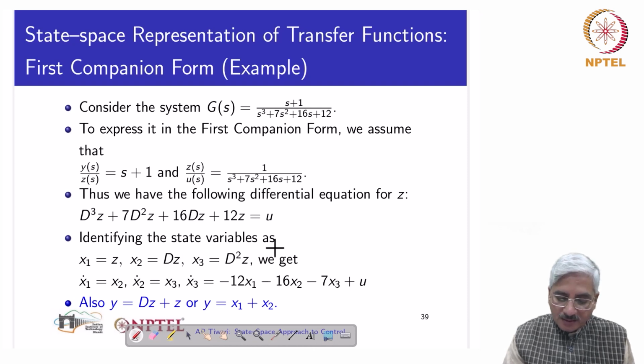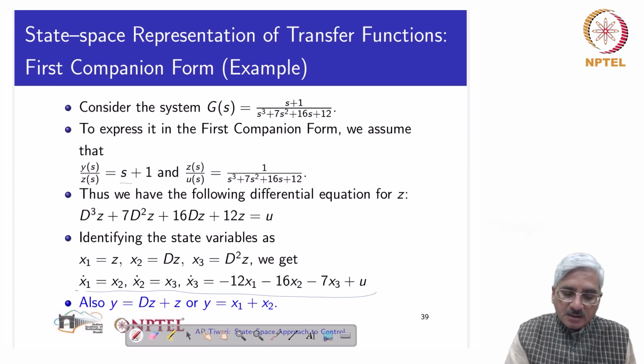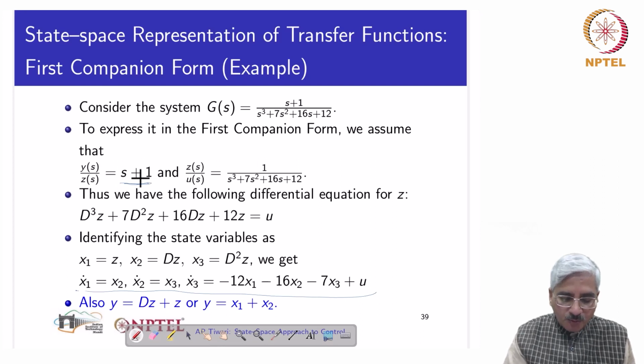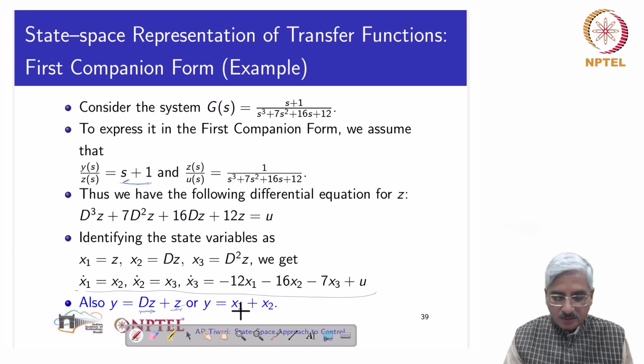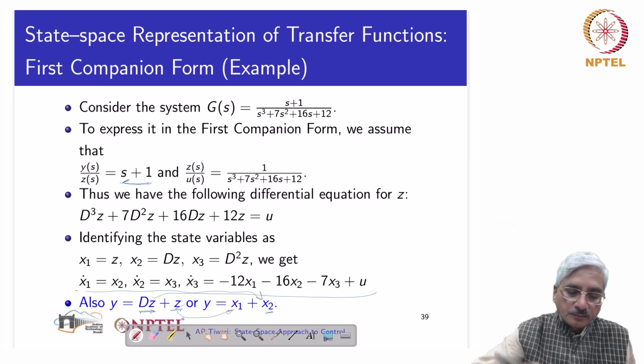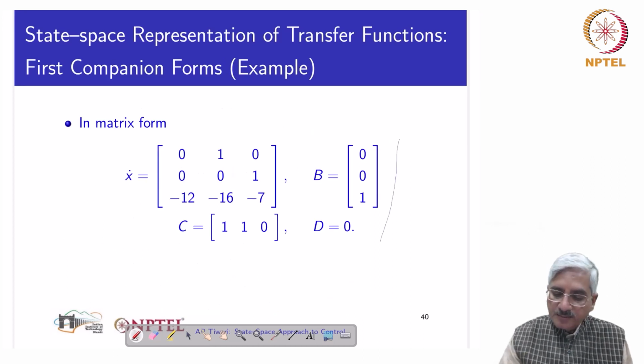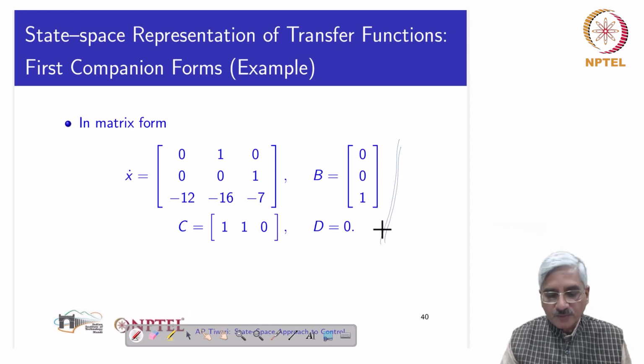So the system gets represented by this, and the output equation, of course, because the output Y(s) by Z(s) is s plus 1, the output y will be equal to dz plus z. The inverse Laplace of s gives dz, and 1 gives z. Because dz is x2 and z is x1, y is the summation of x1 and x2, it doesn't contain x3. So in the matrix form, this is what we get from the given transfer function.